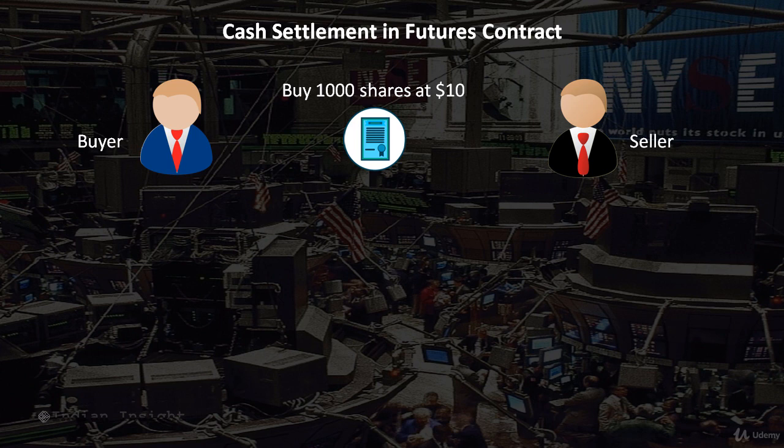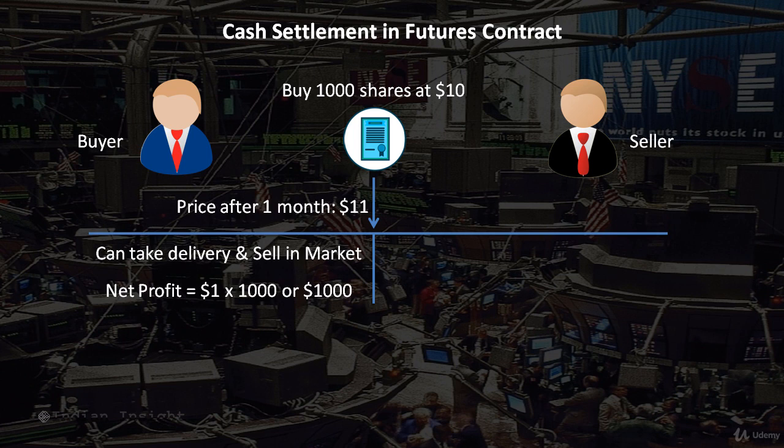Now, if at the end of the month, the stock price goes up to $11, the buyer has benefited from the trade because he is going to be buying the stock at $10 while the same stock is trading at $11 in the market. One way for him to book his profits is by taking the delivery of stocks and selling the stock in the market at $11. This would lock in $1 profit on each stock, or effectively $1,000 profit on one futures contract. The seller of the contract in this case has a loss of $1.